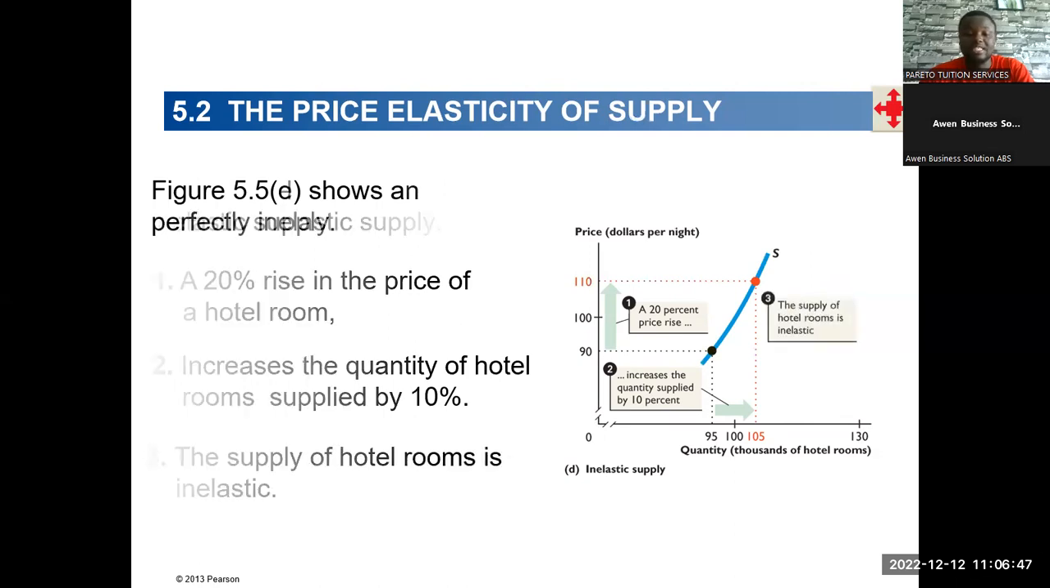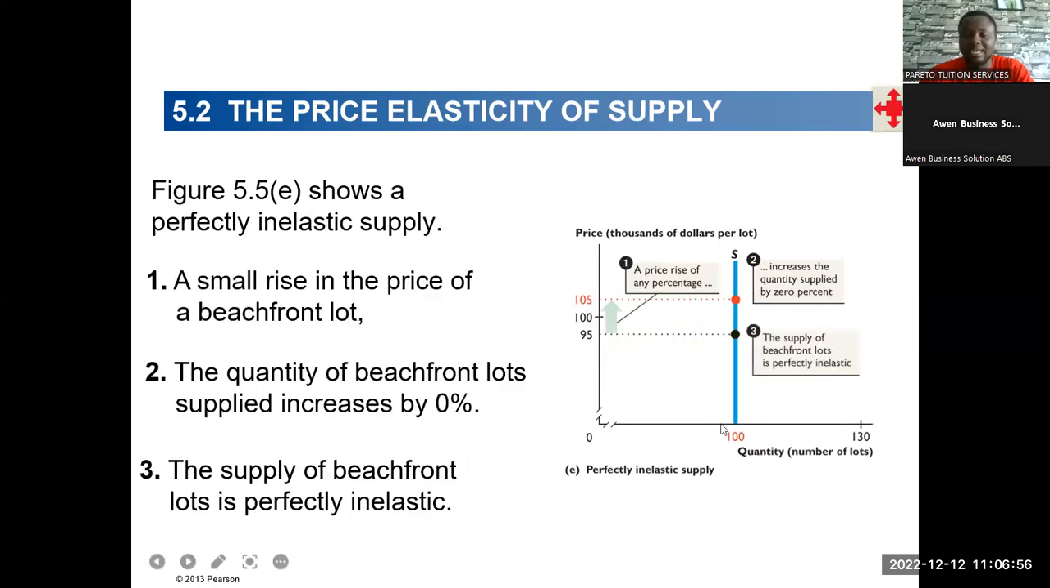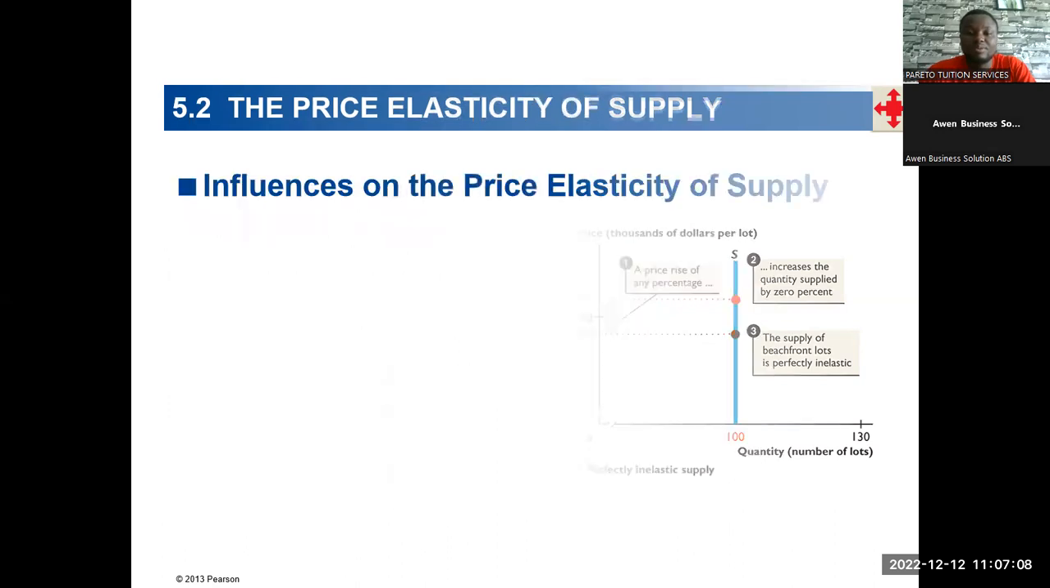Okay. And the last one is perfectly inelastic supply. So here, it doesn't matter the price. Price can choose to change, increase, decrease, but there will be no change in quantity supplied. I mean, they cannot produce beyond this point. Even if price changes or not, the percentage change in quantity supplied will be 0. Okay, it will be 0.